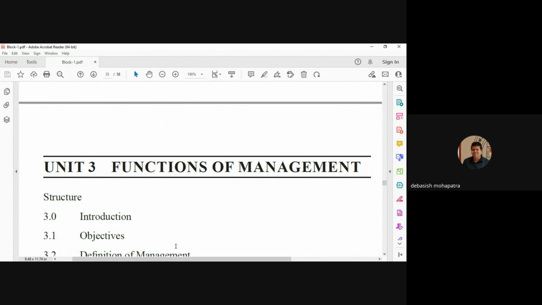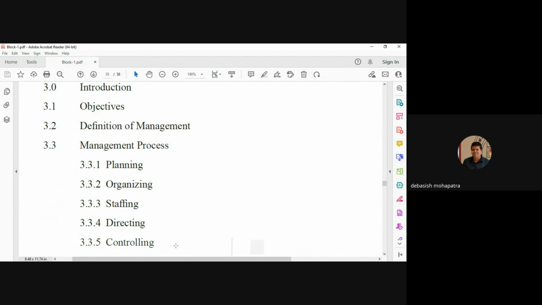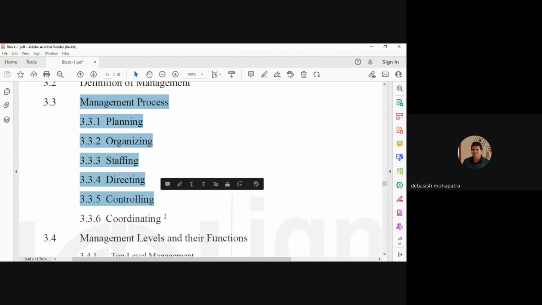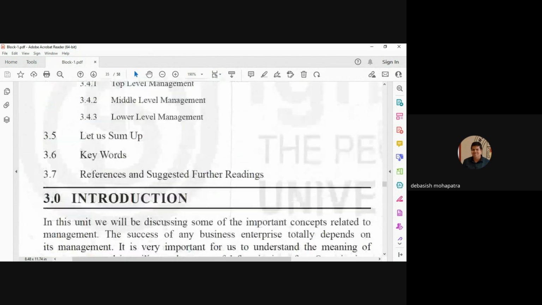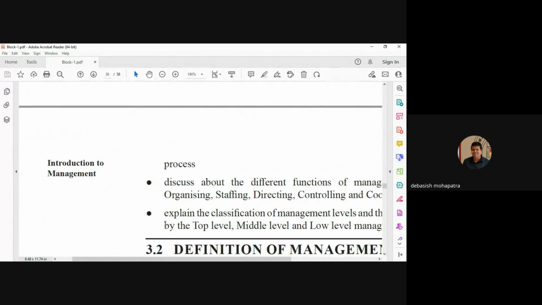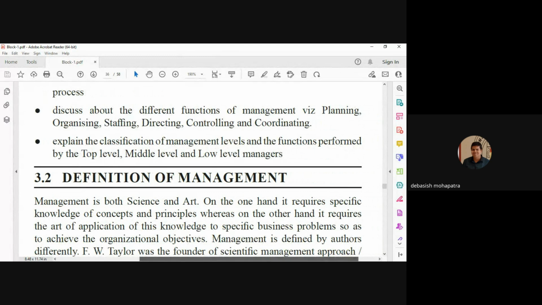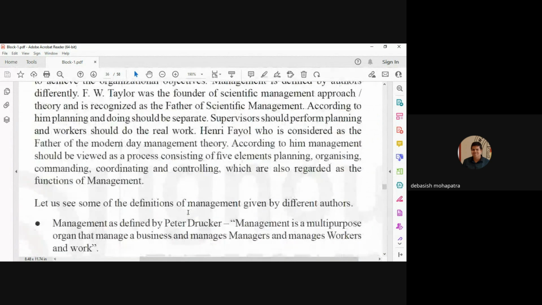Then comes Unit 3, functions of management. Here the possible long question is management processes. Definition of management we have already known.